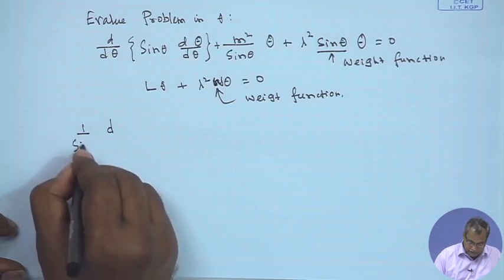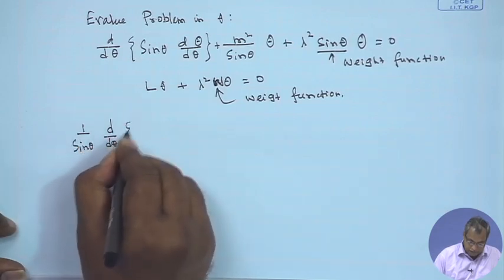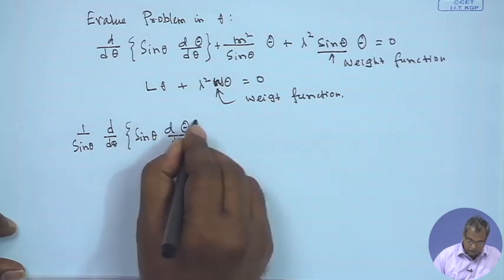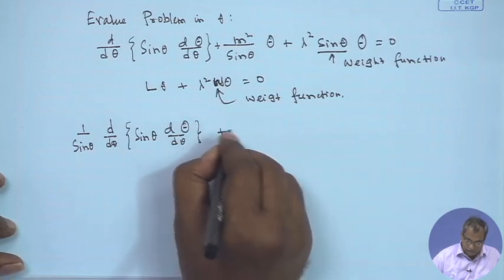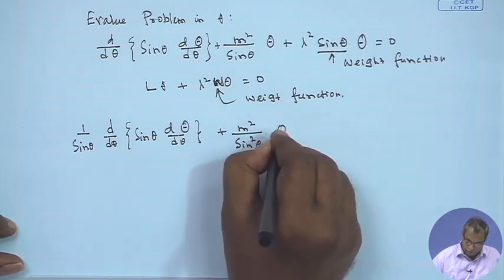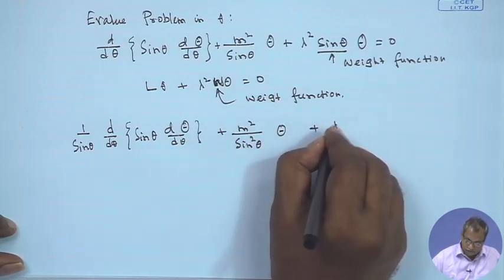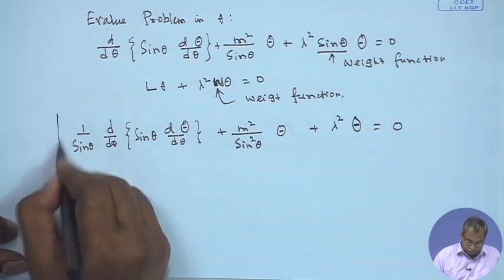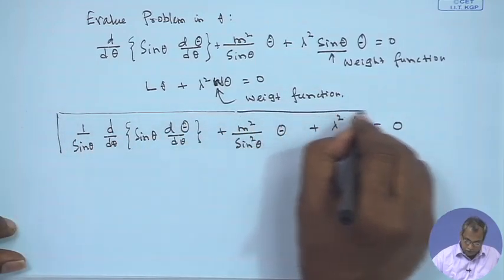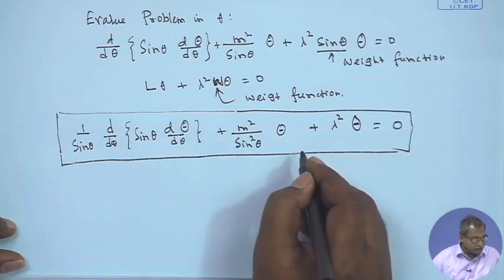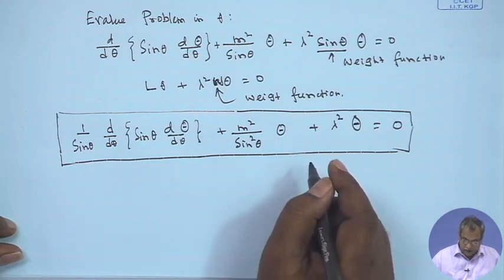1 by sin theta, d d theta of sin theta d theta, plus m squared over sine squared theta, plus lambda squared theta is equal to 0. So, this will be the form of the eigenvalue problem in the theta direction, and we will be looking into the solution of this.